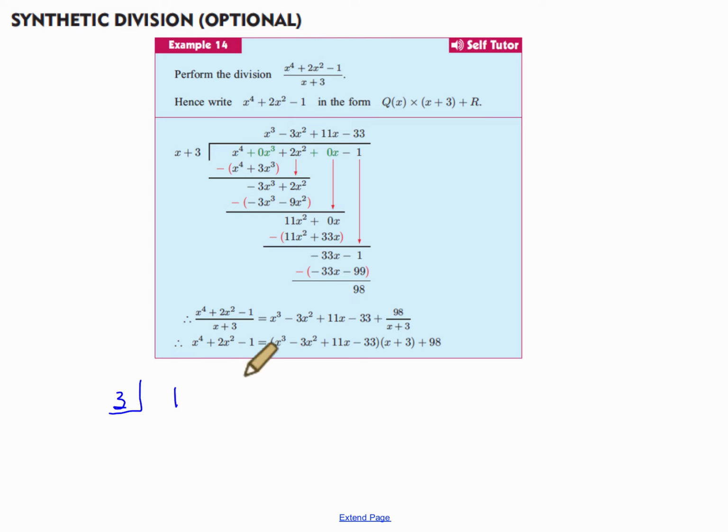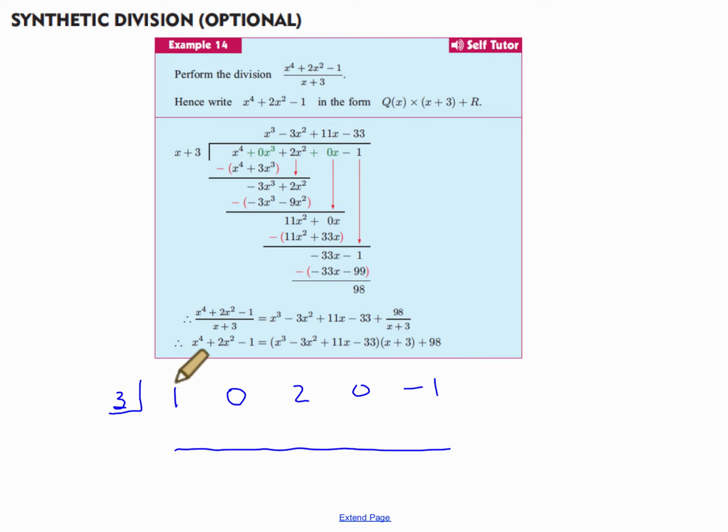There's no x cubed, so I need to put in a 0. Then a 2. There's no x term, so I need to put in another 0, just like they did right here. And then the constant is -1. And then it is very, very quick.